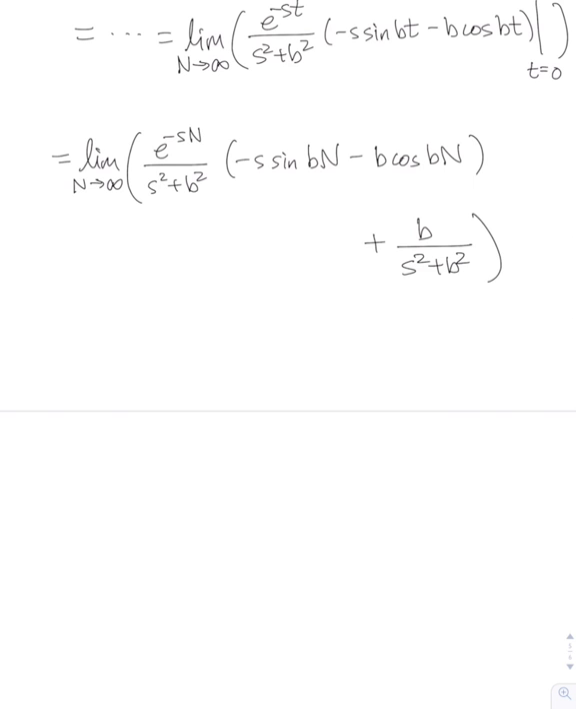And in the end, after we've done all that, what we get is that that whole first term is going to go to 0 if s is positive. So I get b over s squared plus b squared if s is positive. And otherwise, if s is 0 or if it's negative, we're not going to have any limit there. If it's 0, then we're going to have oscillations, and the magnitude is going to grow to infinity if s is negative. So either way, it does not exist if s is less than or equal to 0.